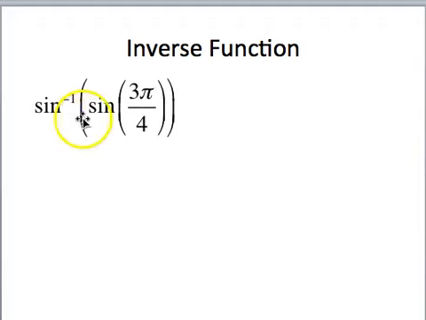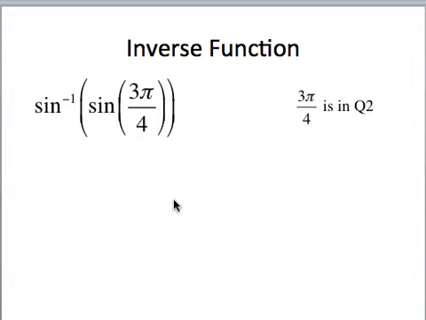If I have the inverse sine of the sine of 3 pi over 4, so can you visualize 3/4 pi? Pi over 2 straight up and down, pi to the left, so 3/4 pi, 45 degrees in quadrant 2. But in quadrant 2, sine is positive.